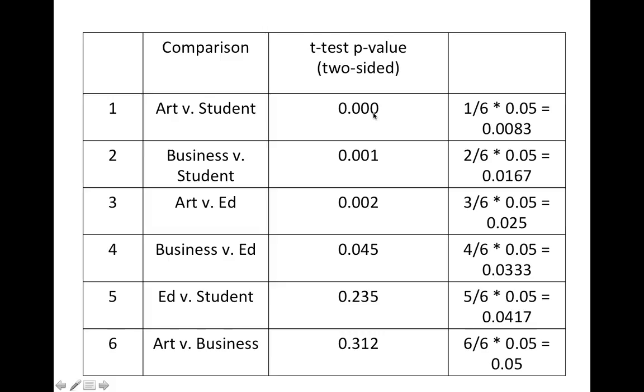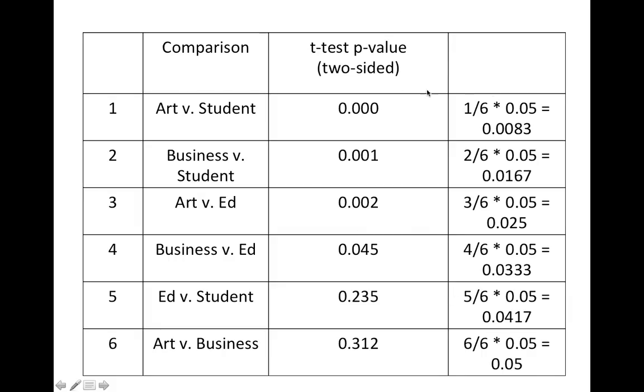So we're going to reject the null here. We think art is different than student. The artists have different CFMTs than the students. And 0.001 is less than 0.0167. So also we think business is different than student. And 0.002 is less than 0.025, so we're going to reject this one as well. But now we have business versus education. 0.045 is bigger than 0.033. So we're going to stop rejecting here, and we won't reject for any of the other ones as the p-values increase.